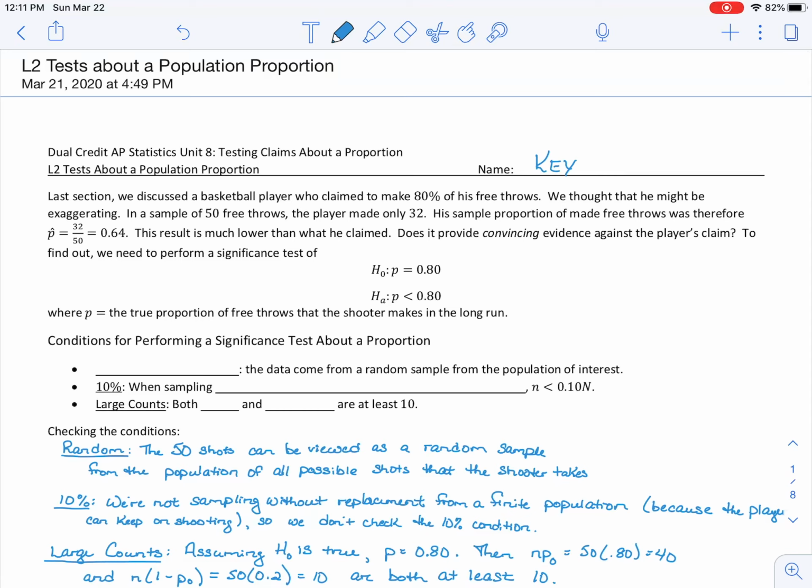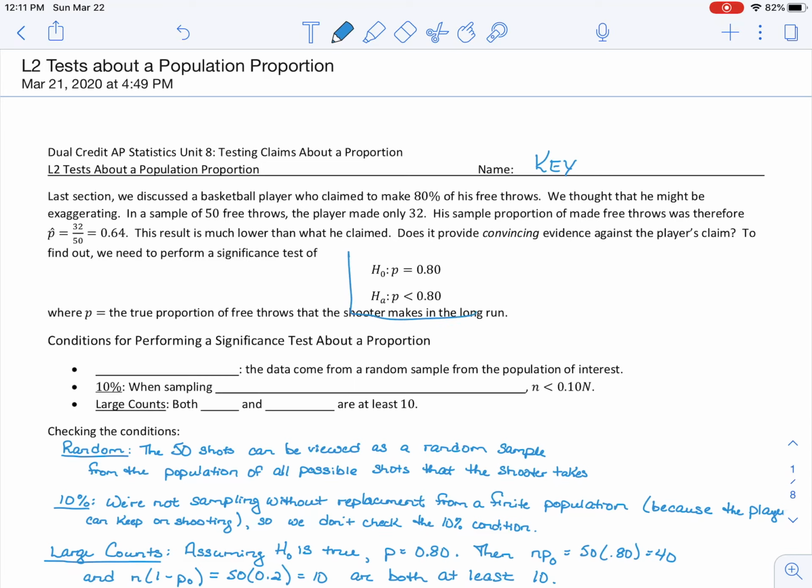So last section there was a basketball player who said that he made 80% of his free throws, and we thought he was exaggerating, so we took a sample of 50 of his free throws and he made 32 of them. So there is some evidence that it's lower than what he's claiming because the sample proportion was 0.64. So it's lower than what he claimed, but we're trying to see if it's convincing evidence. So we need to check the p-value.